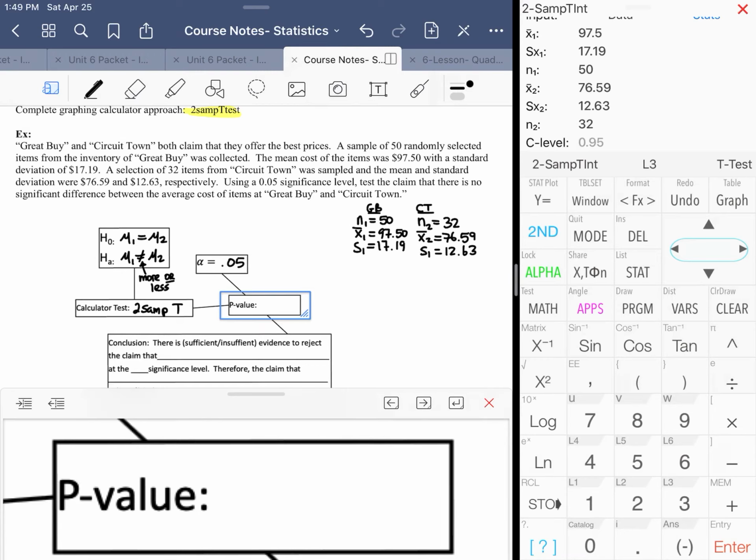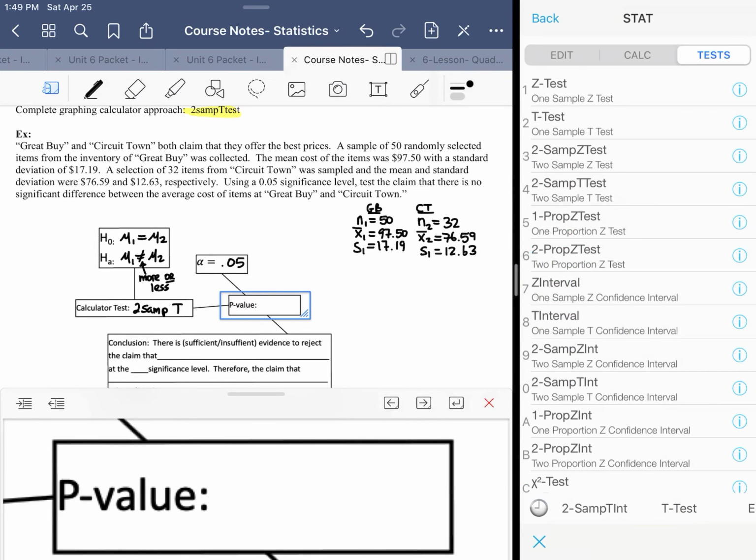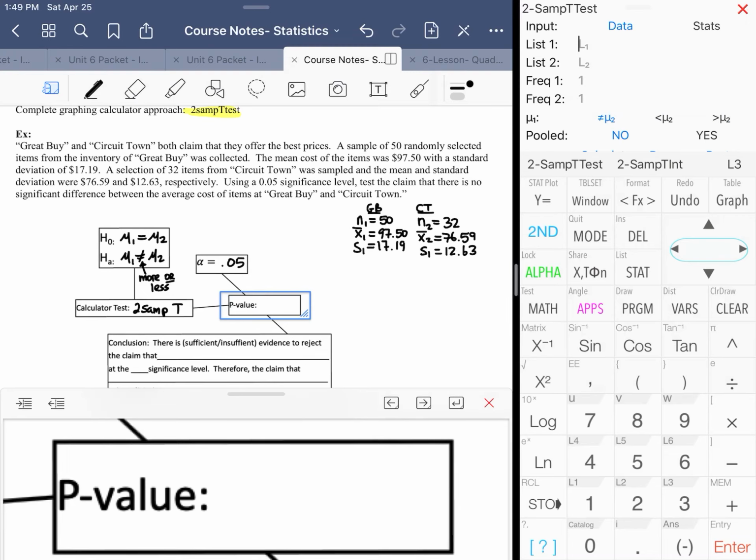Oh, look at me. I used the wrong test. That's how easy it is to get the wrong test. 2SampTInt, I don't want that. I want 2SampTTest. Stat, test. Let's find the right one. Option 4 is the one we want. So I'm going to go over to stats. I'm going to get it to work because I seem to be having an issue with this.